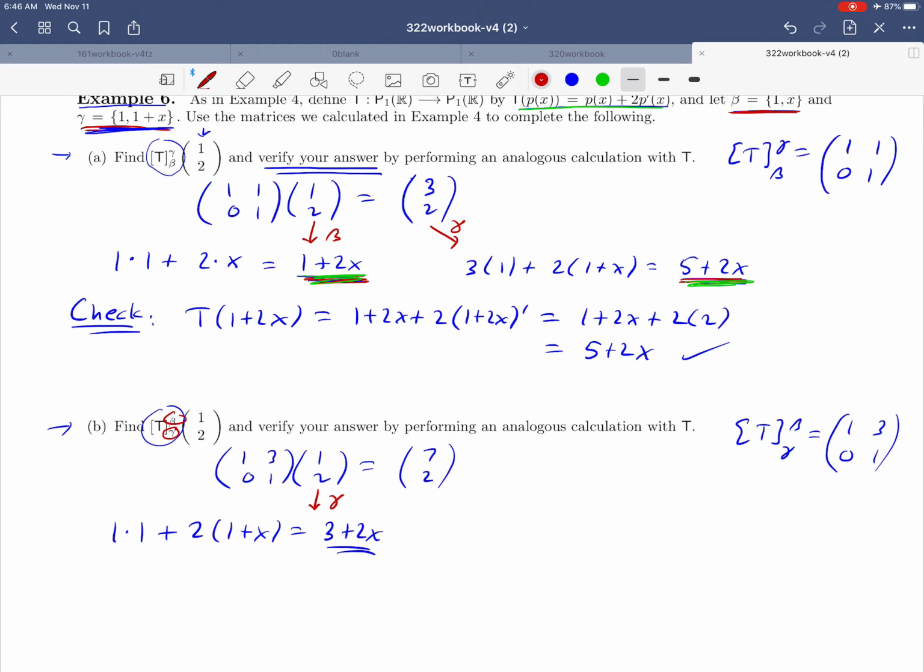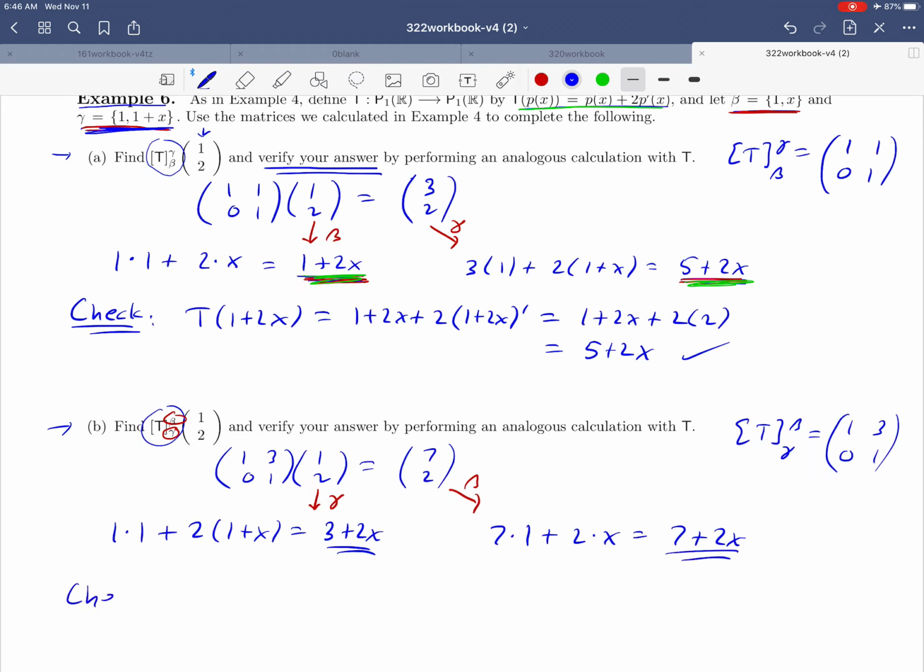All right, and then our output basis is beta, so we're thinking of the 7, 2 as being beta coordinates. All right, and our beta basis, that was the standard basis, so we're going to take 7 times the first standard basis vector plus 2 times the second one. That's just going to give us 7 plus 2x.